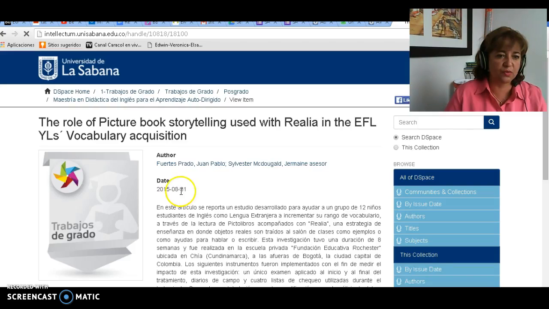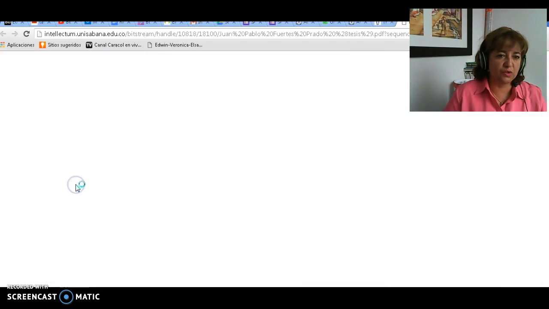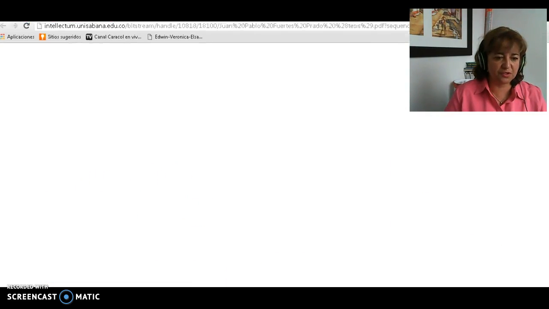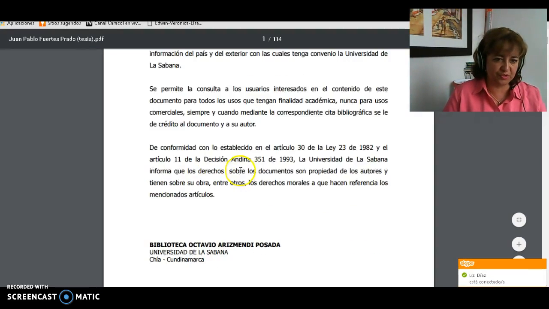Okay, let's use this one. So you have to see your research as a connected process.